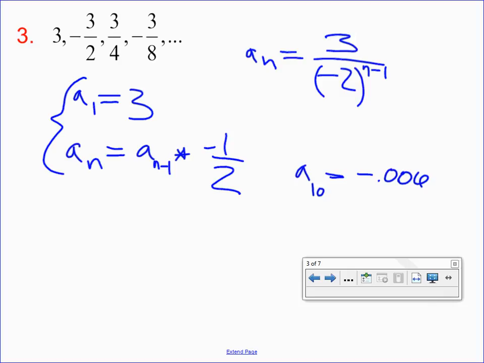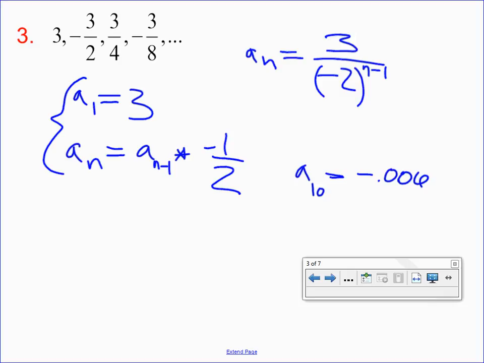Applying my rule, or plugging into the explicit formula when n equals 10 for the 10th term value, we get negative 0.006. Raise your hand if you got that. Did anybody get that for the 10th term? Yes? So let's plug in 10 here, and we can use our calculator. 10 minus 1 is the 9th. And so then I take 3 over, parentheses, negative 2, close parentheses, to the 9th. If we just rounded that, negative 0.005859, then that would give us about negative 0.006. Awesome.